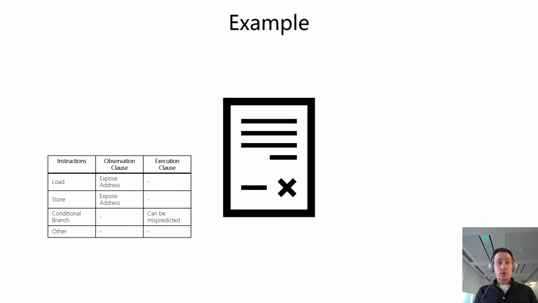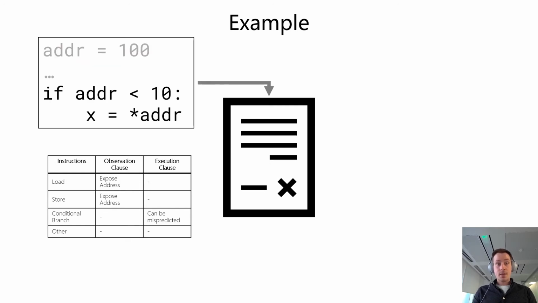In practice, it works like this. Say we have our previous example contract, the one that exposes memory accesses and permits branch prediction. We run a program on this executable contract while recording the contract observations. We record a trace of observations, which we call a contract trace. And here's what happens. When the contract executes the first instruction, it's just an assignment, so the contract doesn't expose any information for it.